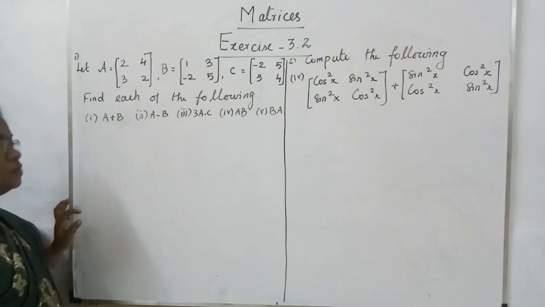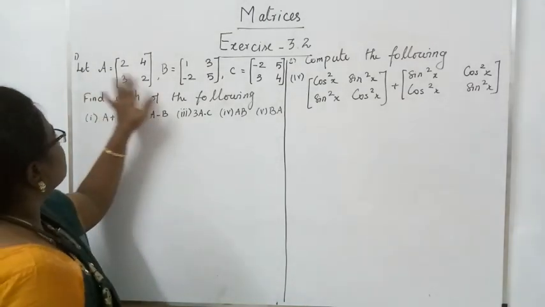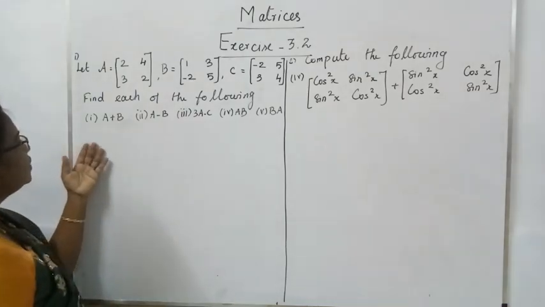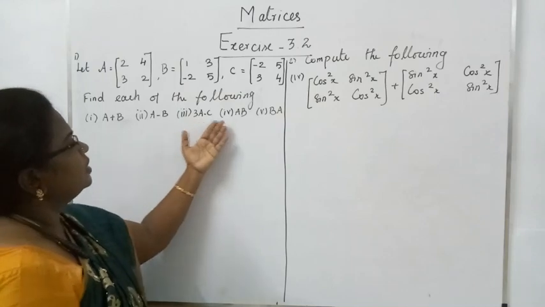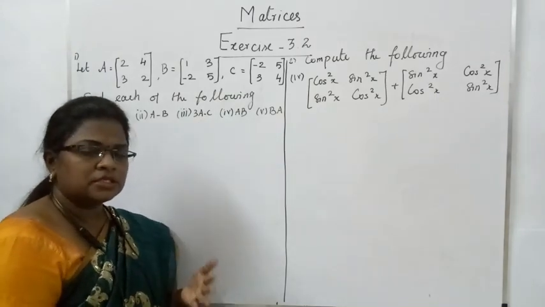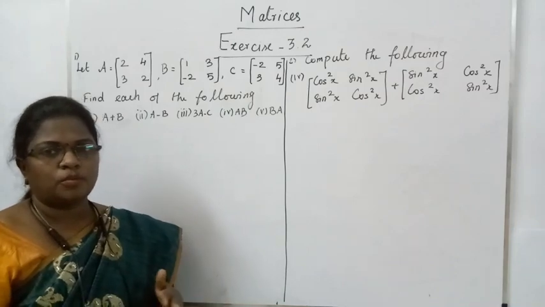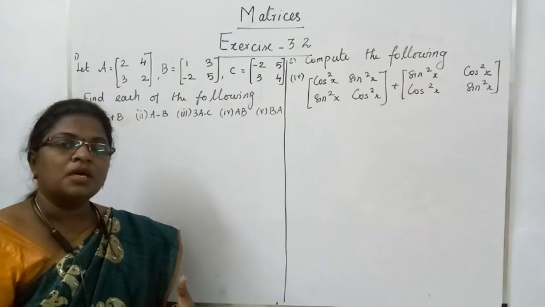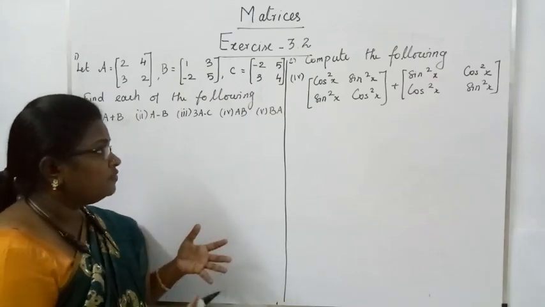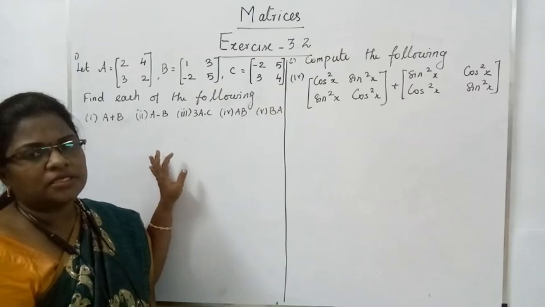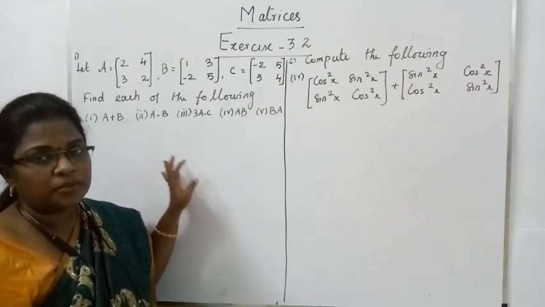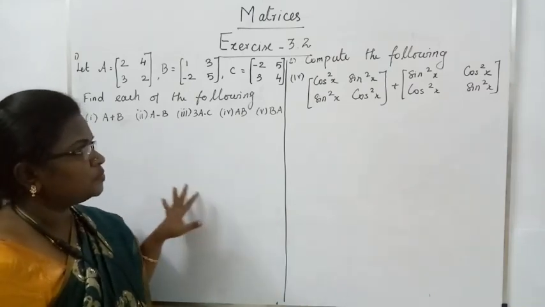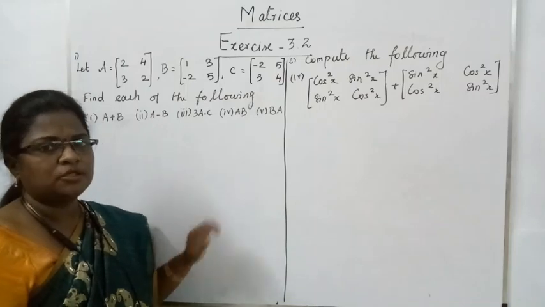See exercise 3.2, the first problem. Three matrices A, B and C have been given, all 2 cross 2 matrices. We have been asked to find A plus B, A minus B, 3A minus C, AB and BA. In exercise 3.2 also, all the problems are elementary. These problems have been given only to make you very familiar with the operations of matrices: addition, subtraction and multiplication. These operations have been taught to you, and you should be familiar with them. That's why these problems have been given.